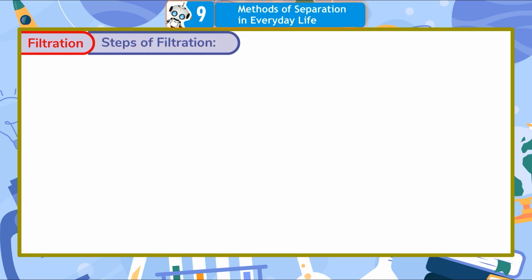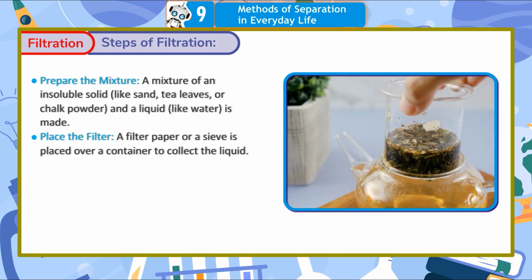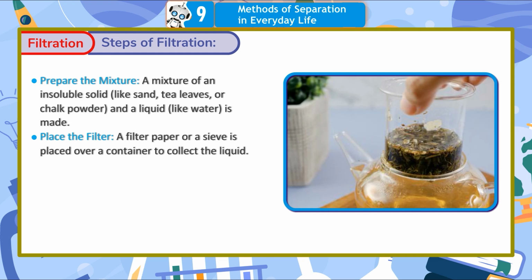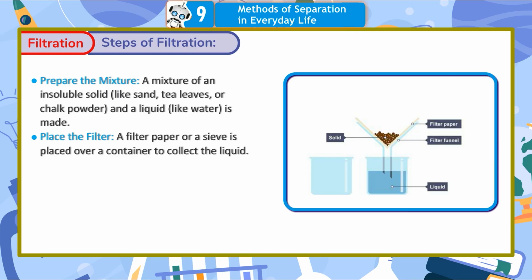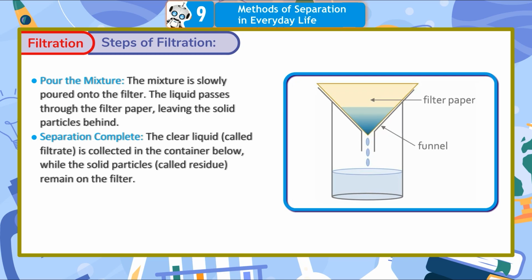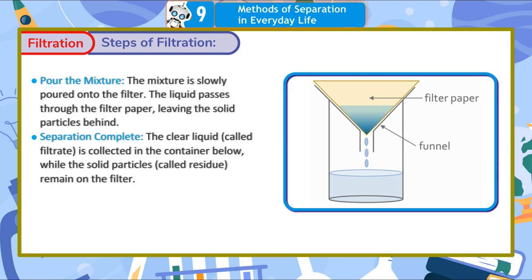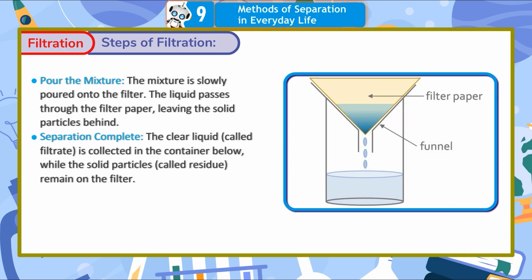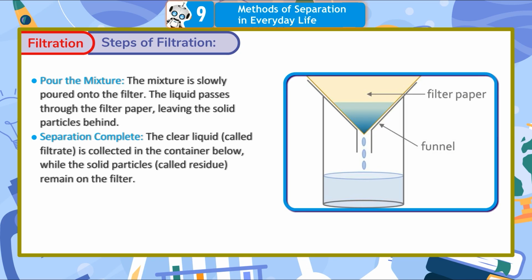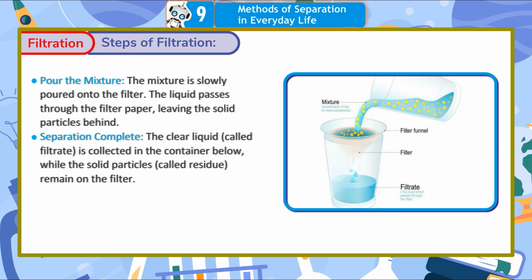Steps of filtration. Prepare the mixture. A mixture of an insoluble solid like sand, tea leaves, or chalk powder and a liquid like water is made. Place the filter. A filter paper or a sieve is placed over a container to collect the liquid. Pour the mixture. The mixture is slowly poured onto the filter. The liquid passes through the filter paper, leaving the solid particles behind. Separation complete. The clear liquid called filtrate is collected in the container below, while the solid particles called residue remain on the filter.